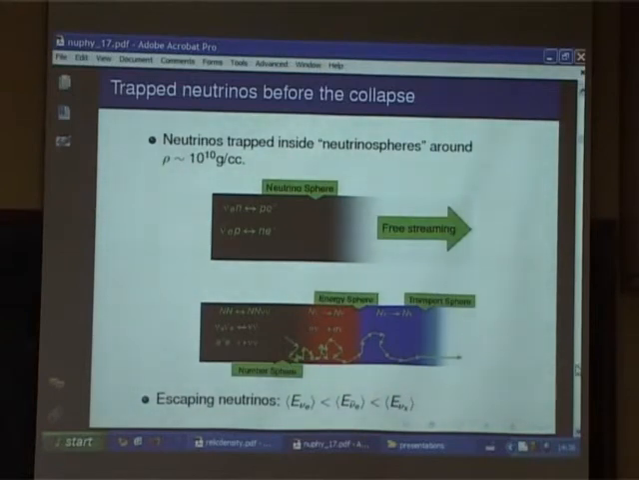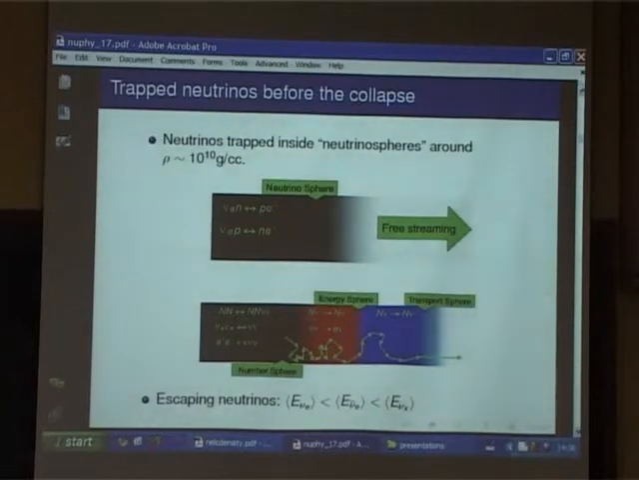How are neutrinos produced within the neutrino sphere, because the nuclear reactions that produce heavy elements have stopped? Of course you can have e plus e minus to nu mu nu mu bar. These are of course always there. There is also iron disintegration. So in fact the major reaction producing neutrinos is this.